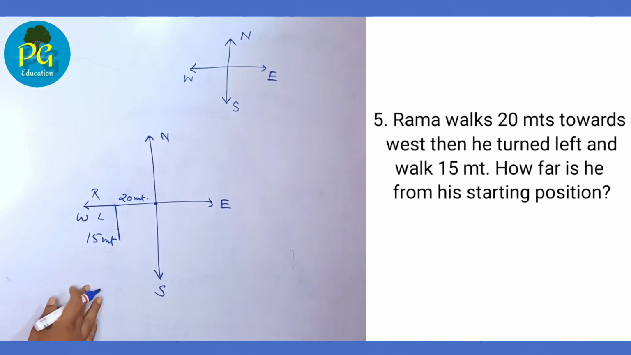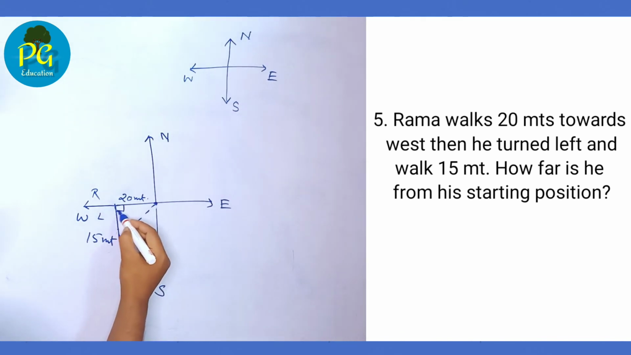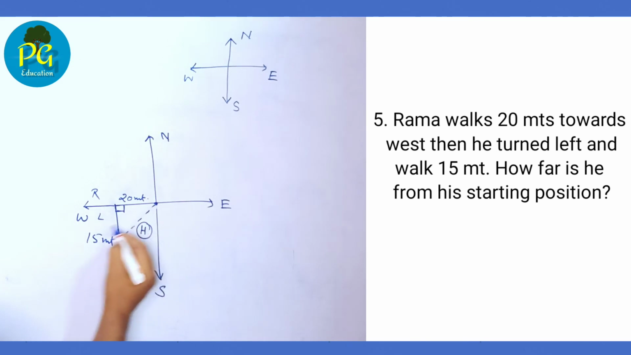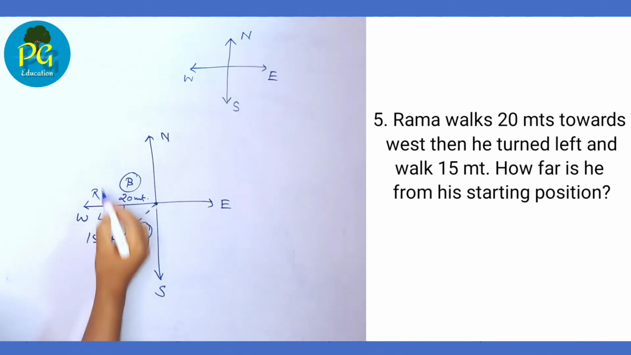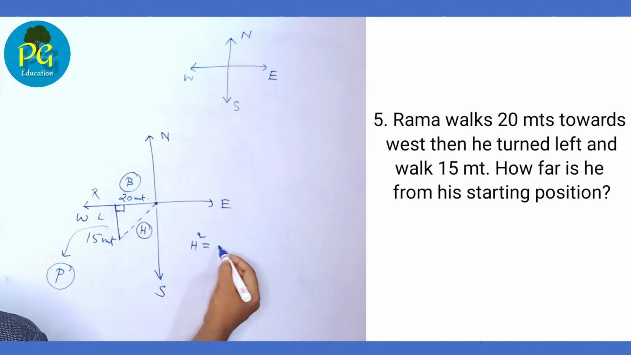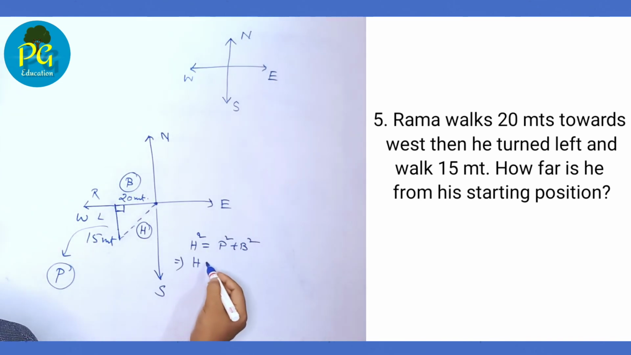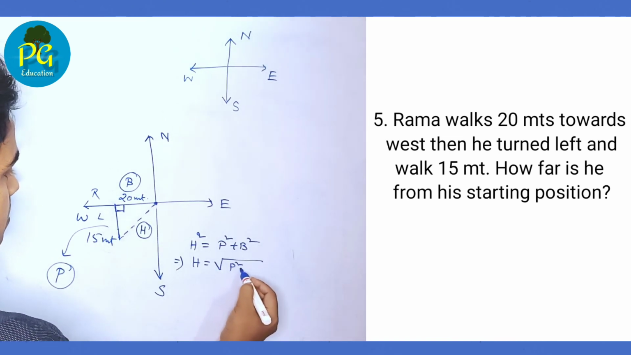Okay, we have to find out what is the distance of Rama from his initial position. So if we join this line, this is a right angle triangle. This is the hypotenuse, this is the base and this is the perpendicular. Okay, so by Pythagoras theorem, h square equal to p square plus b square. So h equal to under root p square plus b square.